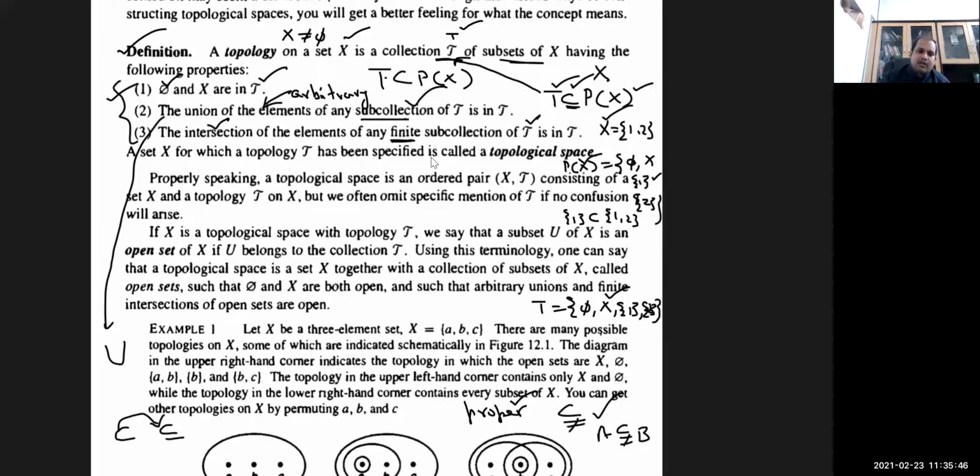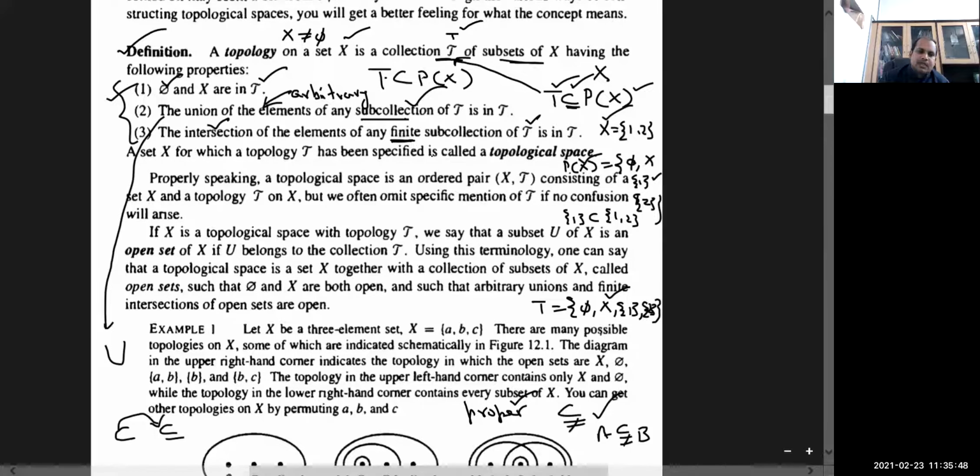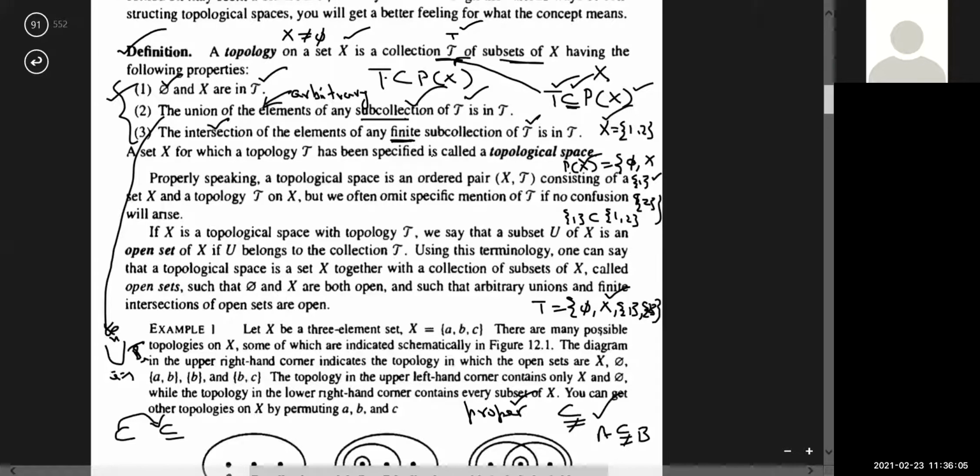Can I write this one? Say members of T. Let me denote the members of T as B, T1, T2, T3. I mean, can I write i equal to 1 to say N or infinity? No, sir. This is not in general true.